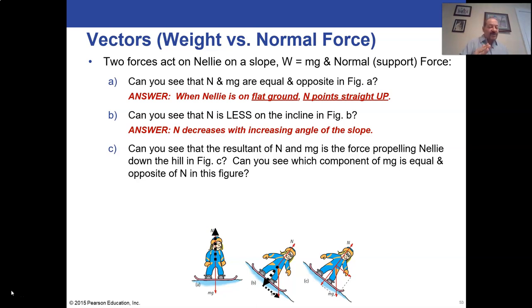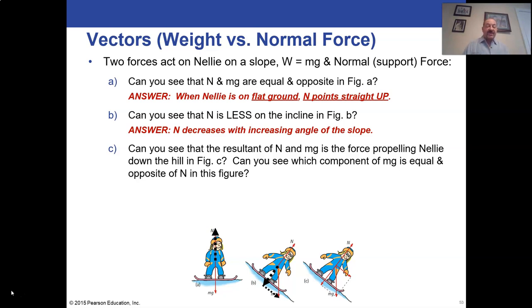So the one perpendicular to the surface has to match in the equal and opposite direction to the normal force. And that's actually how you calculate the normal force. You look at the weight and say how much of that weight is perpendicular to the surface. That is what the normal force will be, pointing in the opposite direction. And the other component that's parallel to it is the force driving the person or object or block down the slope. So that's why we break it up into those two components. And that's what's represented in both figure B and figure C.